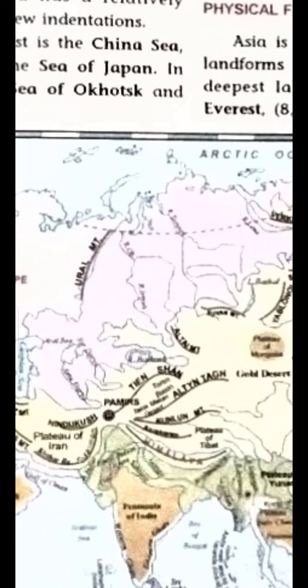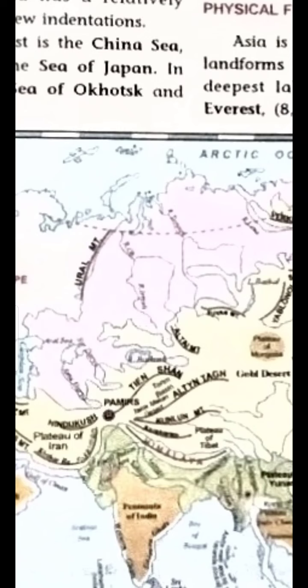Okay. These mountain ranges have many intermontane plateaus. Please children, make a change in the spelling. It is not intermontane, it will be intermontane. The spelling of montane is M-O-N-T-A-N-E. Plateaus like the Plateau of Iran, Anatolia, Tibet, Peninsula Plateau of India.